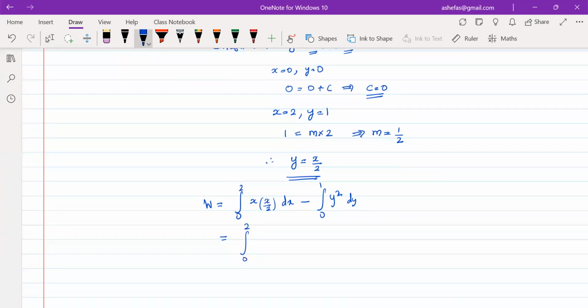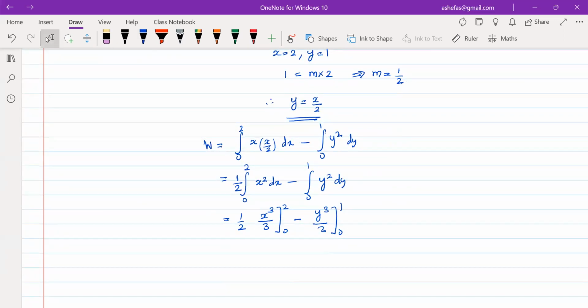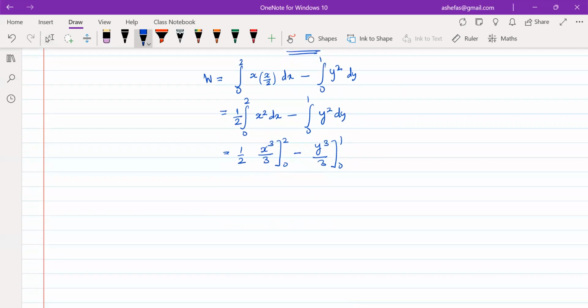integral 0 to 2, half can be taken outside, x square dx minus integral 0 to 1 y square dy, is equal to half. If we integrate x square, we'll get x cube by 3 with limit 0 to 2, minus if you integrate y square, we'll get y cube by 3 with limit 0 to 1. So therefore this is equal to half, 2 cube divided by 3 minus 1 by 3.